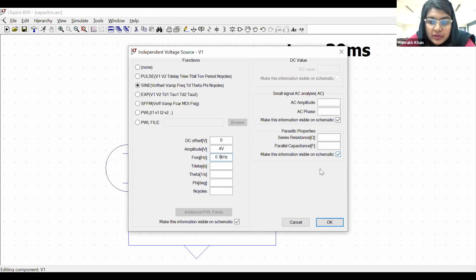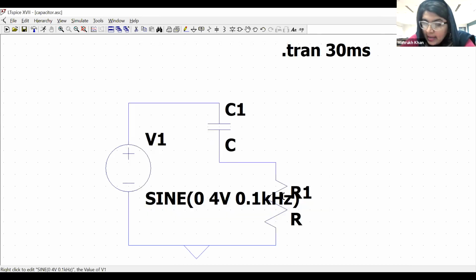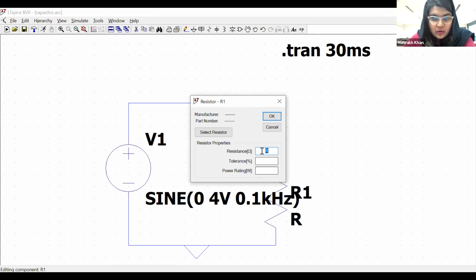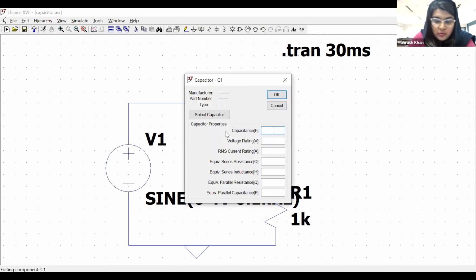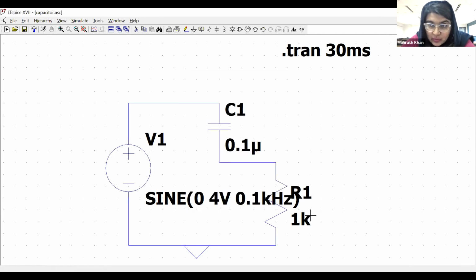Yes, 0.1 kilohertz, 4 volt, and R is 1 kilo ohms, and C is 0.1 microfarad. So by putting these values in, I am making sure that this is a high pass filter because I will be measuring the voltage here at R, okay? So let's try.